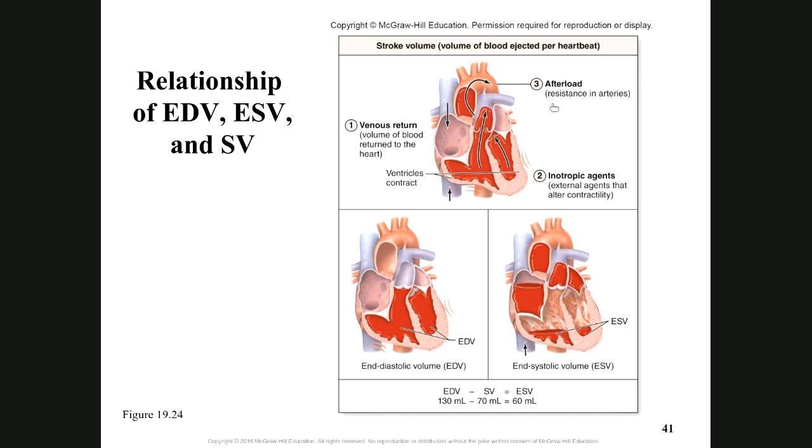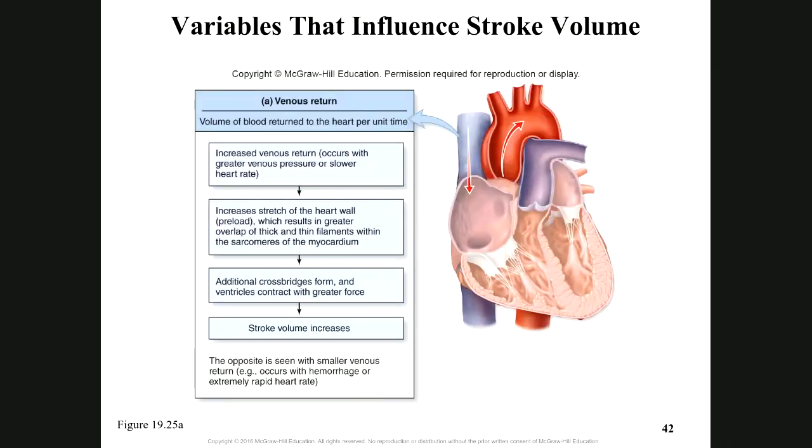And here you see that the end-diastolic volume is the volume of the blood in the ventricle at the end of rest, and the end-systolic volume is the volume of the ventricle immediately after contraction, and the stroke volume is the subtraction of EDV and ESV. So it's equal to EDV minus ESV, and then we have our stroke volume. So you see that all of them are related to each other.